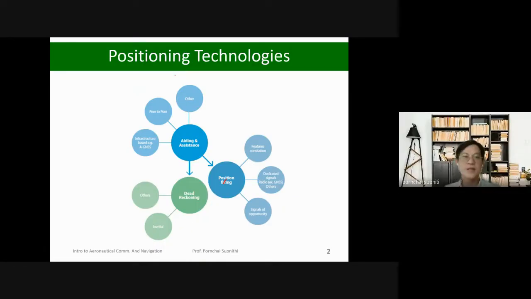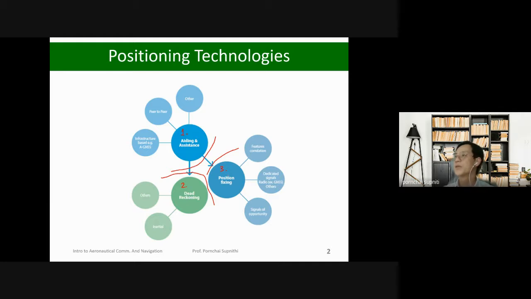So first of all, let's take a look at the positioning technology these days. We can divide into three types of approaches. Number one is called aiding and assistance. Second one is called dead reckoning, and three is called position fixing. So for the positioning technology, in general, there are three areas that one can look at as the trend in positioning.